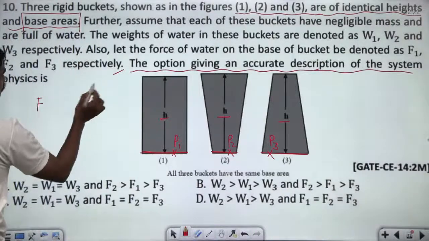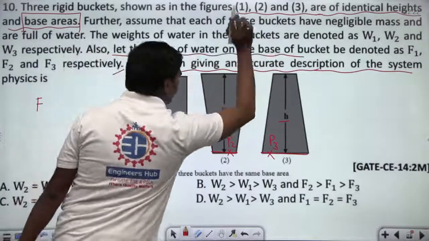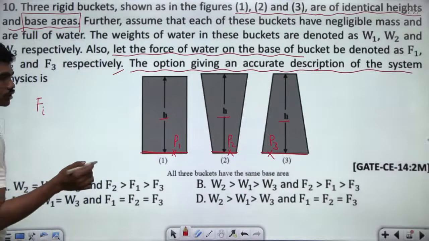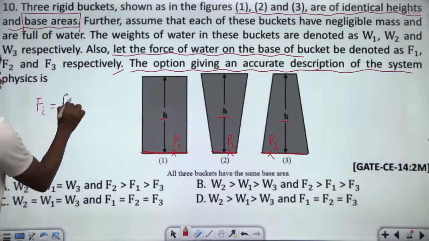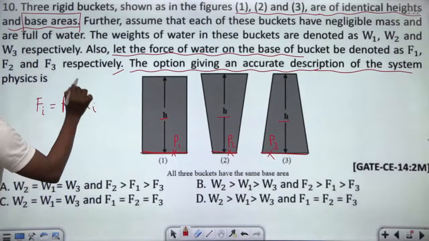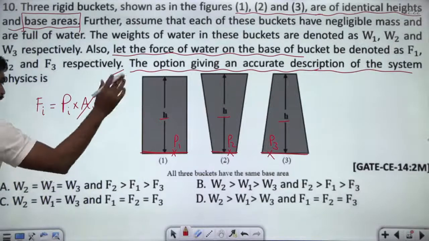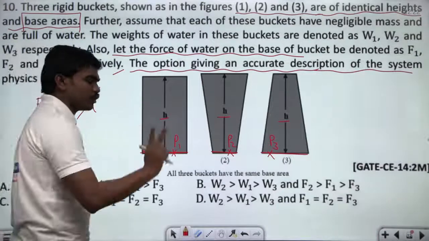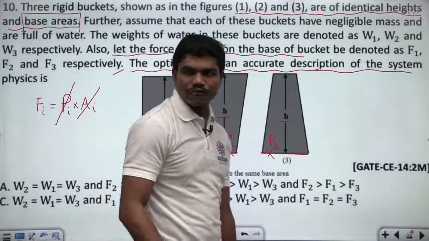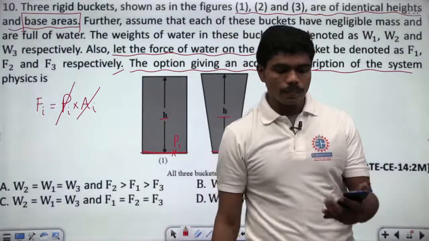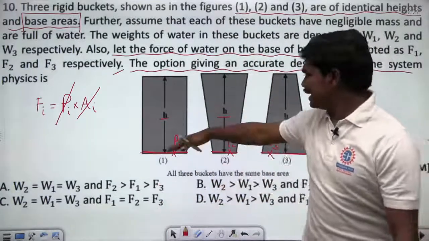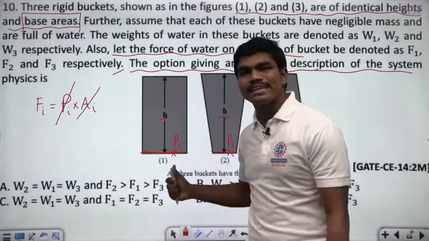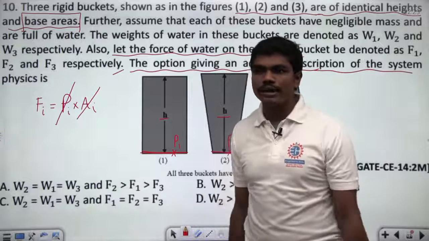So, force on base. Let the force of water on the base of the bucket be F1, F2 and F3. If Fi is the force on the ith bucket, then this is equal to pressure Pi into Ai. It's given all the base areas are the same, and you know P1, P2, P3 are the same. So these 2 parameters are the same. Force is nothing but pressure acting into area. So can you talk about F1, F2, F3 now?